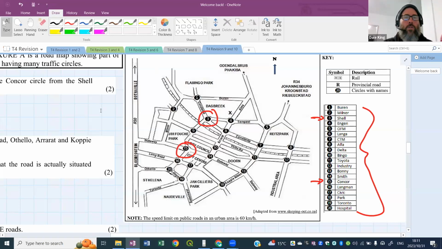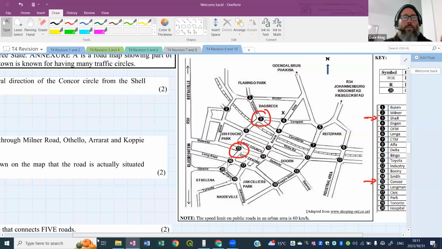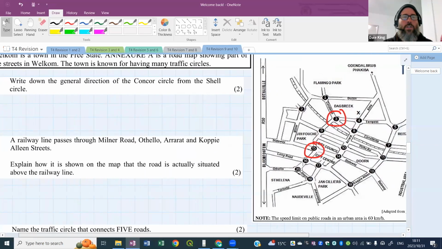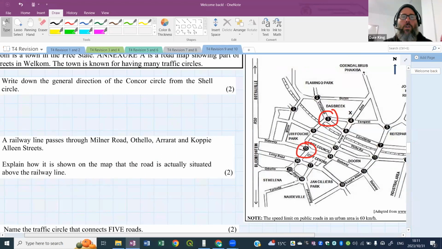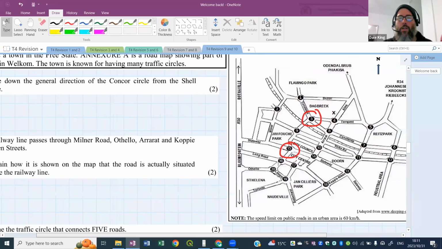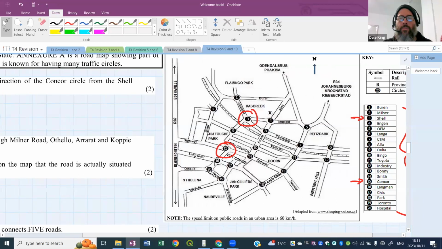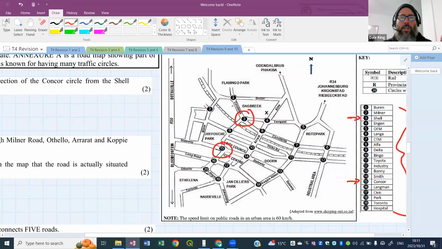Now I'm going to scoot over to the left a little bit because I want to read the question one more time. The wording is important. It says, write down the general direction of the Concourse from the Shell. Shell is 3, I'll put an S here for Shell, and Concourse is 15. What is the direction of Concourse from Shell?